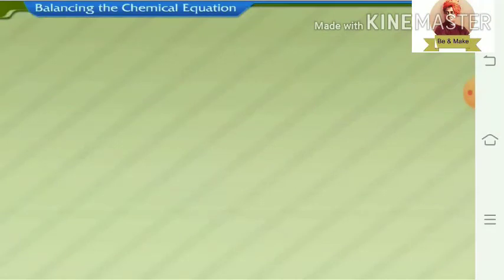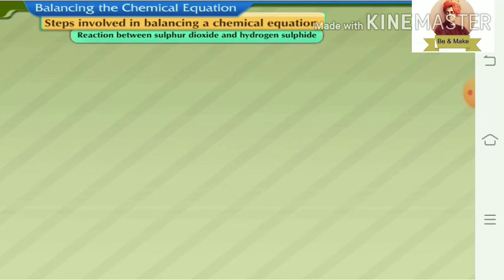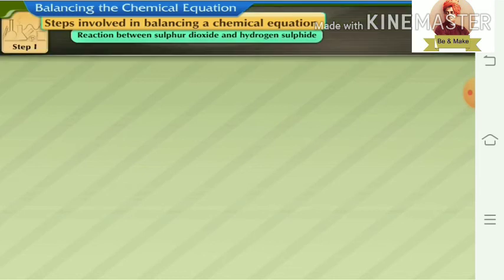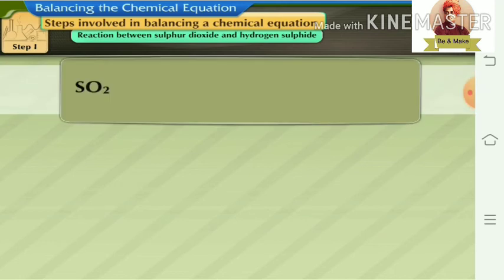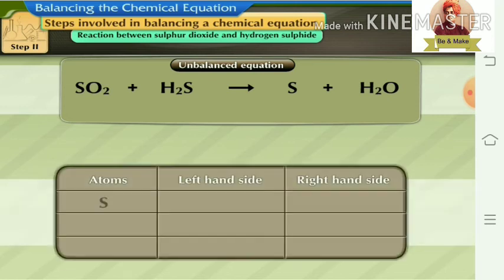Now we can see another example also. How to balance these equations, we can write the steps involved in it. So step 1, when we want to balance any reaction, suppose sulfur dioxide reacts with H2S, hydrogen sulfide, and gives sulfur and water. Now count the number of atoms at both sides.